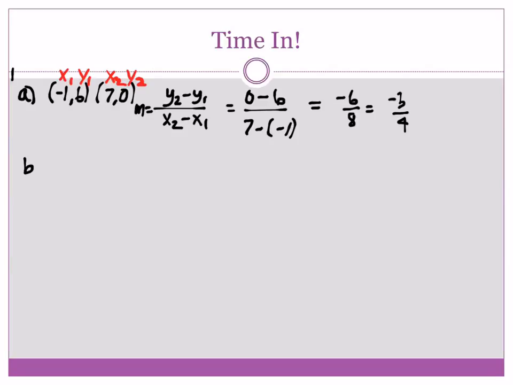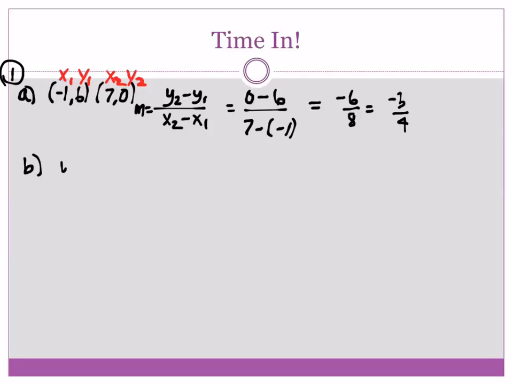Part B wants me to create the line through these points. So to create a line through the points, we need the slope, like we just said, and we need one of the 2 points. It doesn't matter which one. No matter which one you pick, you're going to get the same equation when you're done. So which one would you guys like to pick? The first one or the second one? All right, second one it is. I like the second one better because it's got a 0 in there somewhere. 0 is a nice value to work with.